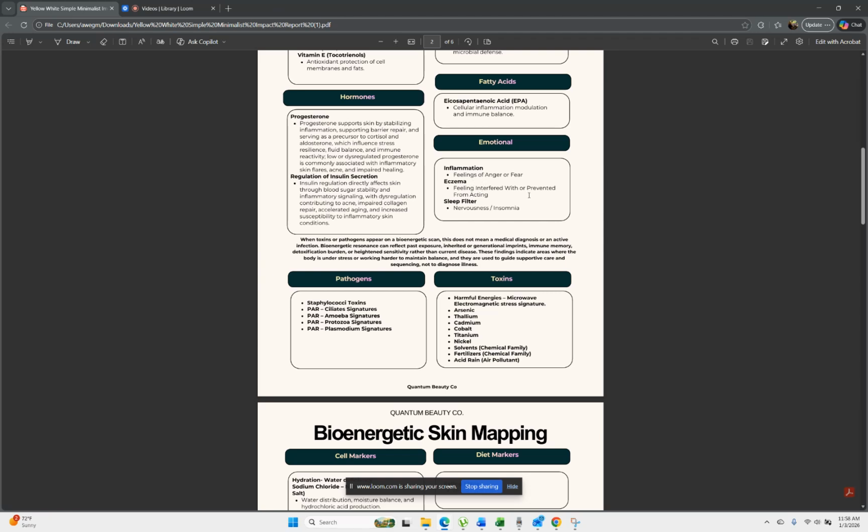Eczema, feeling interfered with or prevented from acting. So I spoke about this on my stories the other day, actually. I feel like because I had so much shame about who I was growing up, I was always trying to be different, be another person, look like a different person. If somebody I thought was cool liked something, I would be easily influenced to also liking that thing. And so, of course, it makes sense. The skin is who you are that people can see.